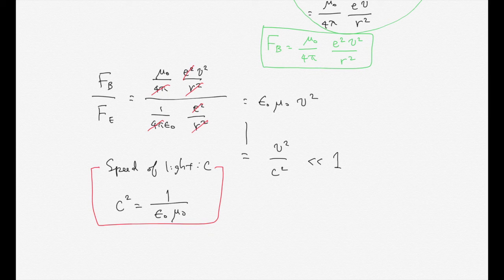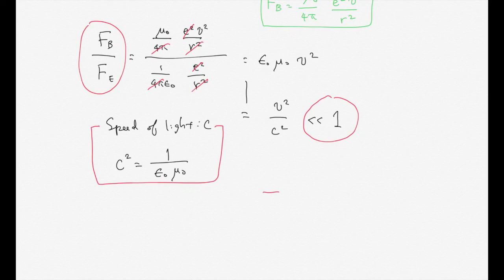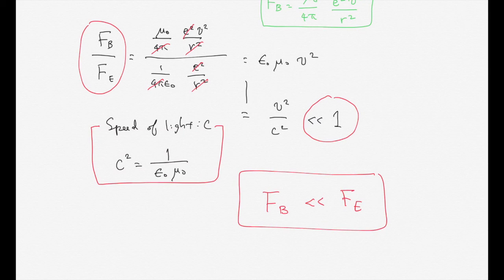So if you compare the left hand side and the right hand side, you can conclude the magnetic force is much weaker than the electric force. Okay, so this is the end of this practice.